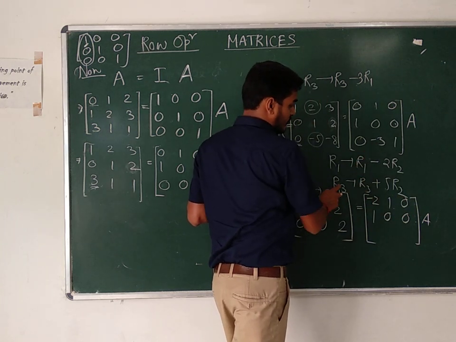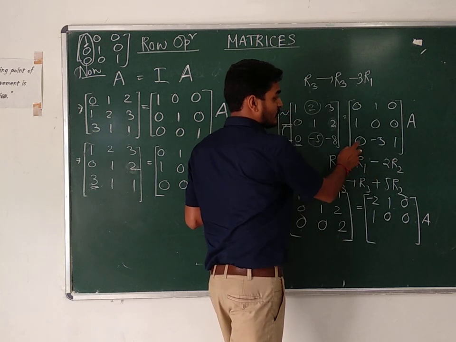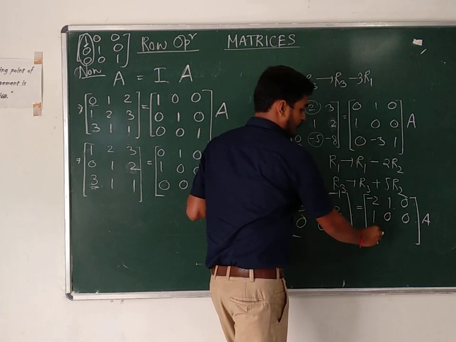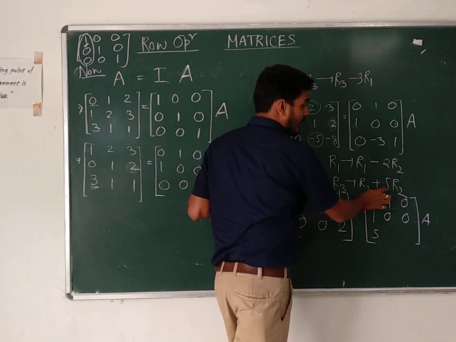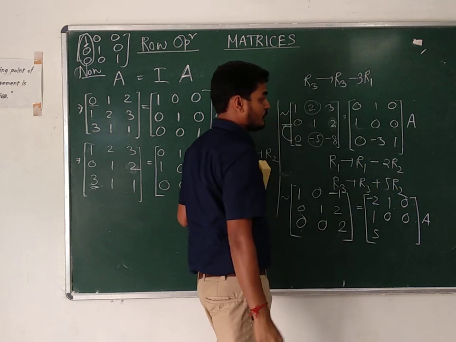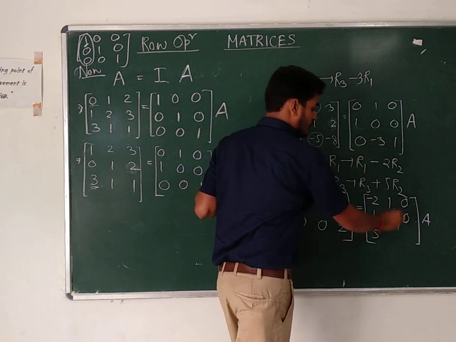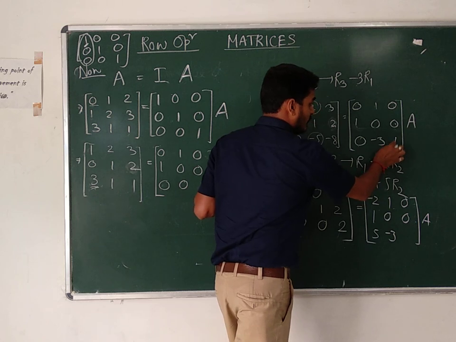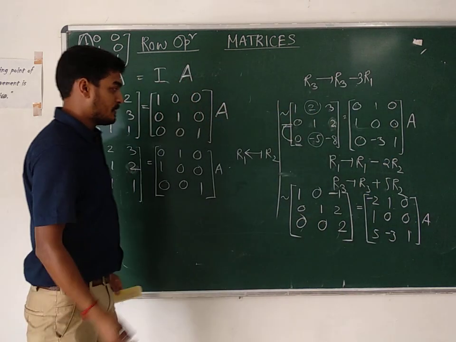Next, to change row number 3, you have to multiply by 5. 5 multiplied to reduce the value. So, plus 5, 0 plus 5. And row number 3 minus row number 2, 5 multiplied to reduce 0 plus 5, 5 minus 3 plus 0, it will be minus 3. 1 plus 0. I think you have got my point.